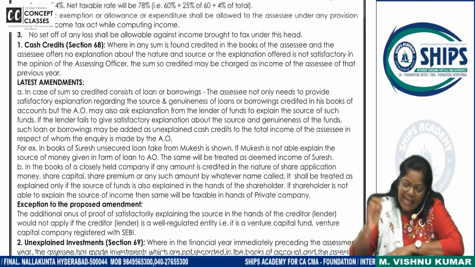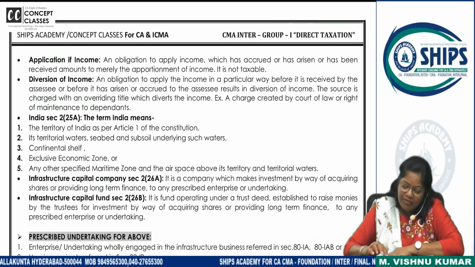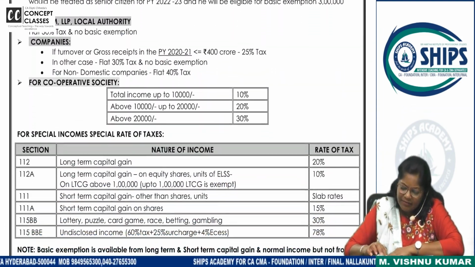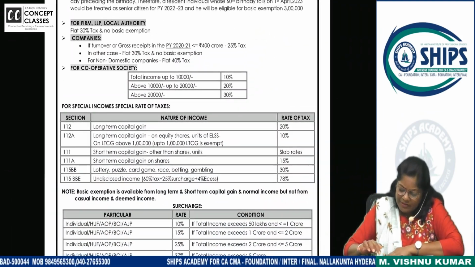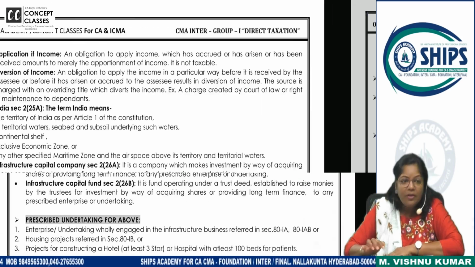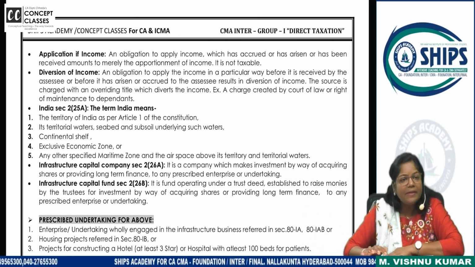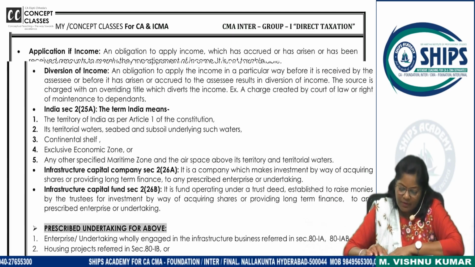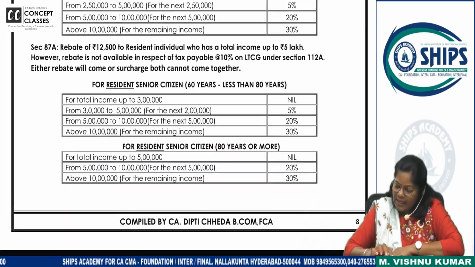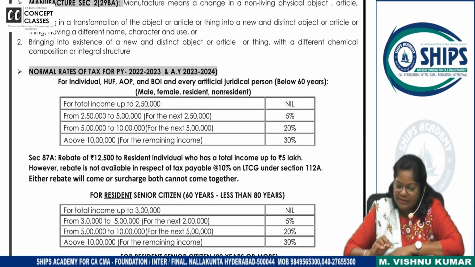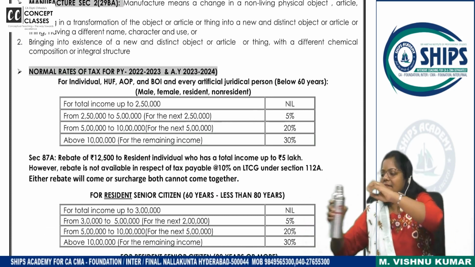Now what are the slabs? They are there in your material. We will solve some nice problems and then we will come back to theory. Special income, special rates, normal income. Yes, on page number 8. Can you all check and then ask doubts if any?